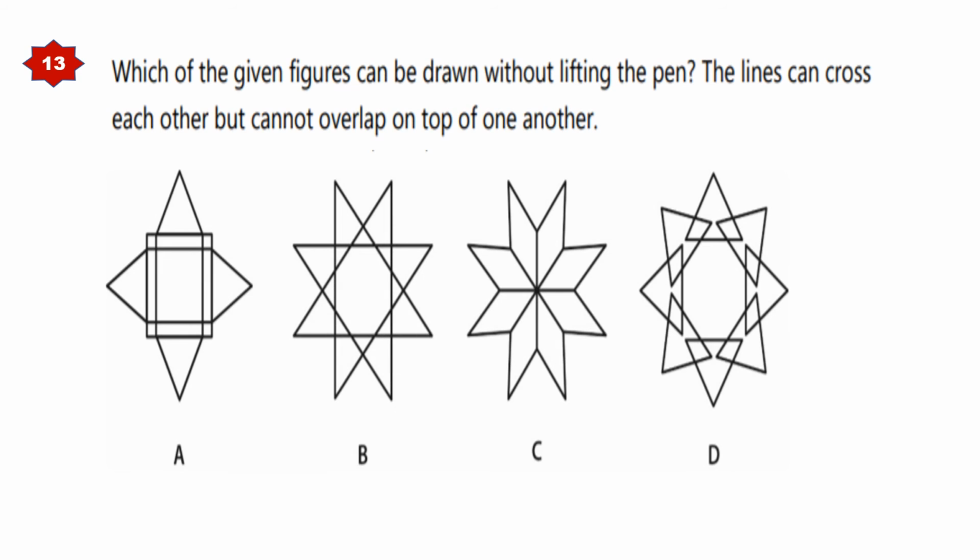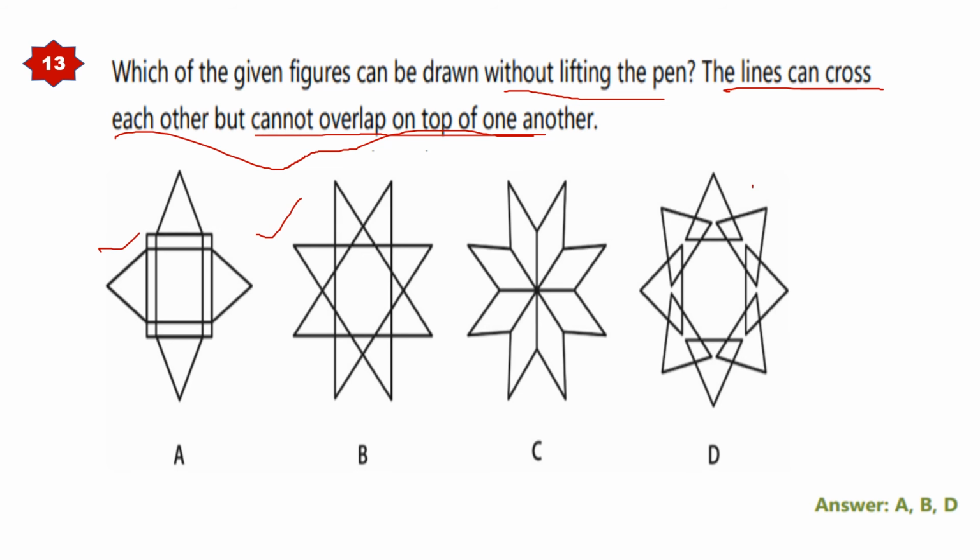now let's see which of the given figures can be drawn without lifting the pen, which is that A, B, and D. Okay, it cannot overlap on top of one another. So the line can cross each other but cannot overlap on top of another. Okay, so without lifting the pen, that is like A, B, and D. Okay, so that's the thing.